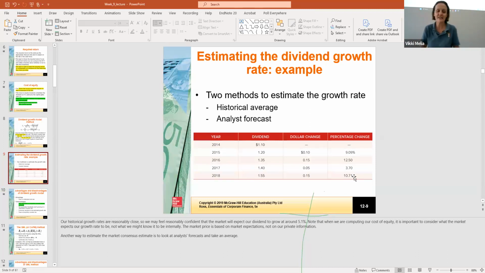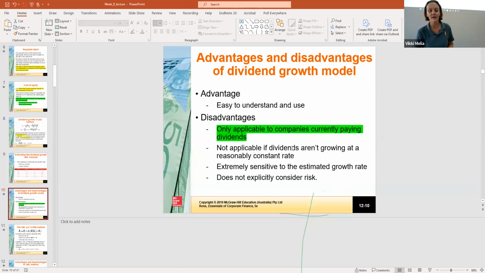But the biggest limitation is the one that I highlighted. We can only use the dividend growth model to calculate the cost of equity if the company is actually paying dividends.